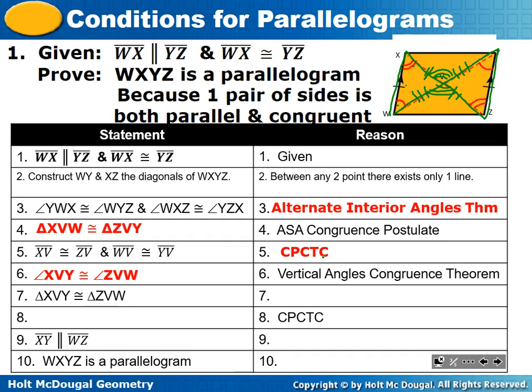So then now look at the top triangle and the bottom triangle. Hopefully you can see why these 2 triangles are congruent. So here we have side and then angle and then side. So those 2 triangles are congruent because of side, angle, side. Then again, we have CPCTC.